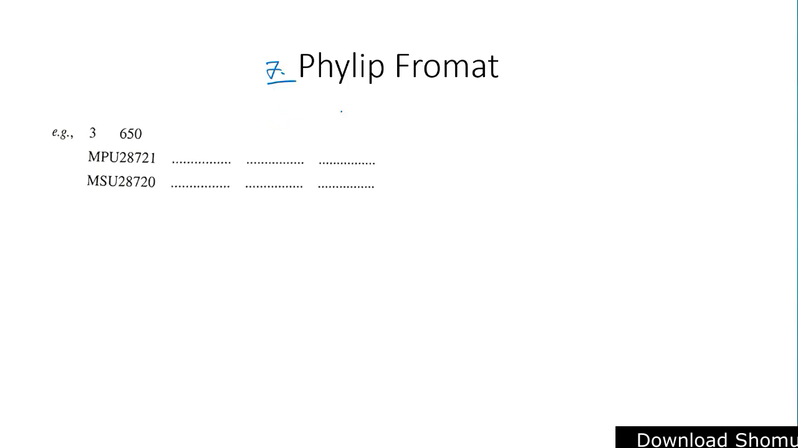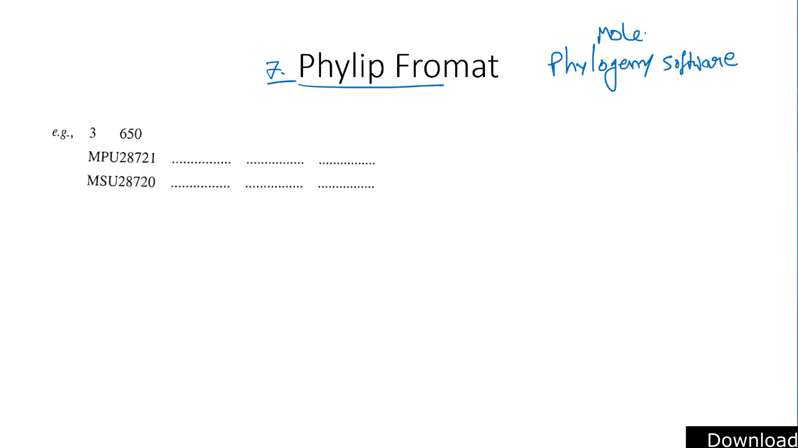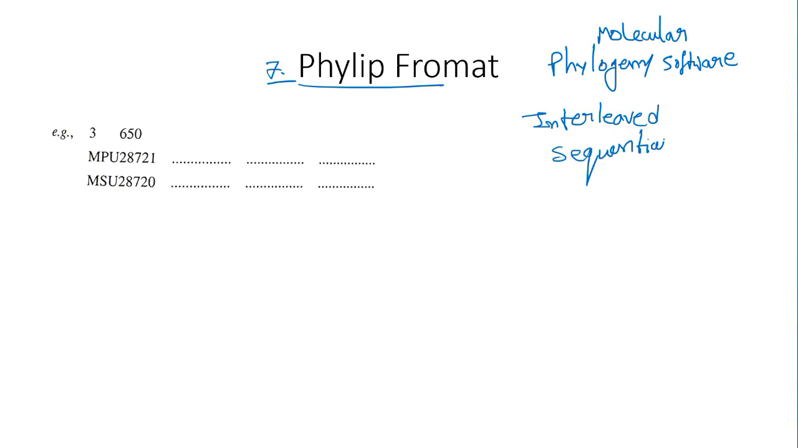We have Phylip format. This is used by molecular phylogeny software. Two formats are used here: interleaved format and sequential format. Both are used.